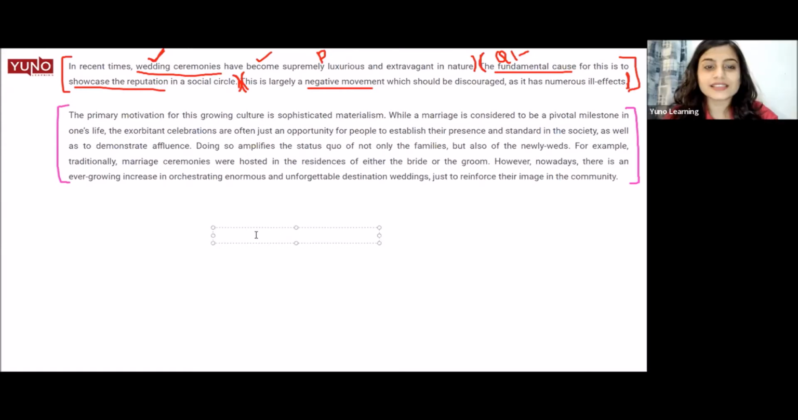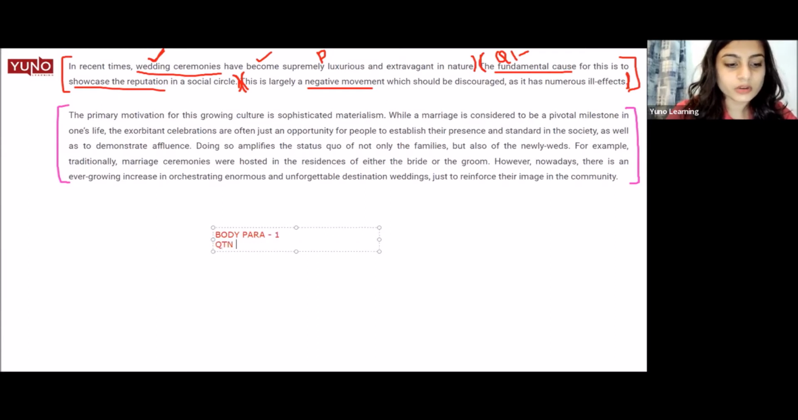Yes, this is answering the first question. This is talking about the reason why people have sophisticated weddings. It's talking only and only about the reasons. It is not talking about anything else. I'm not saying whether it's negative or positive yet. I'm only talking about the reasons, and it is only answering question one. So body paragraph one is answering question one, which is reasons.